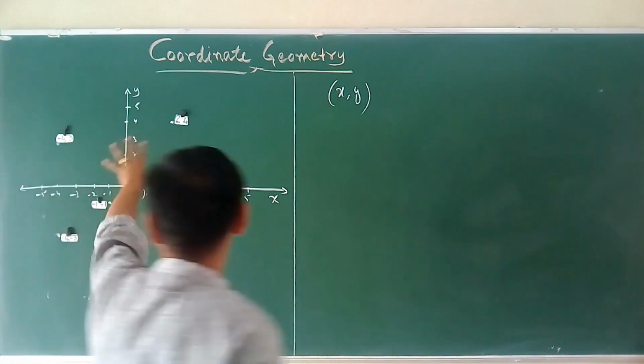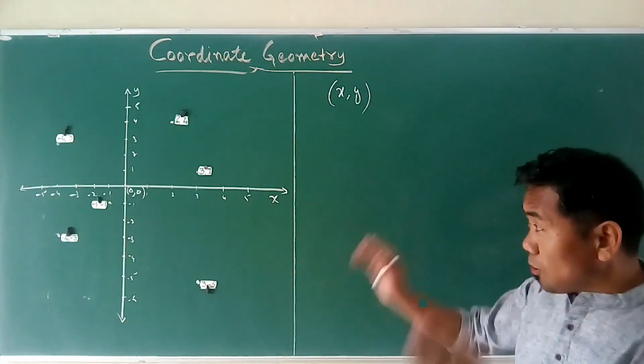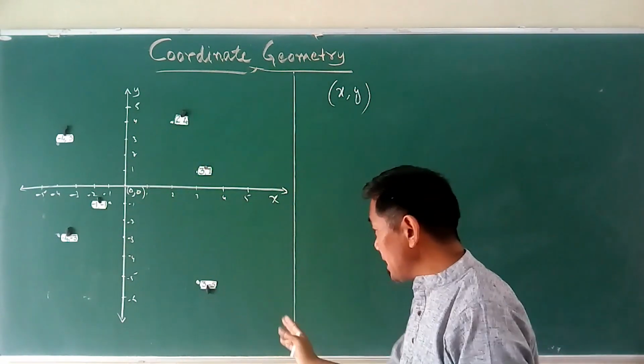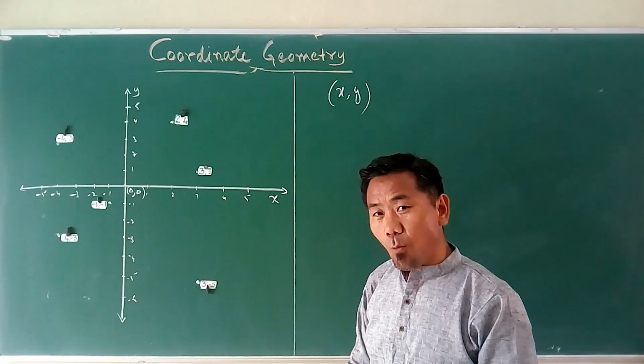So the coordinates: the first is the x value and the second is the value of y.